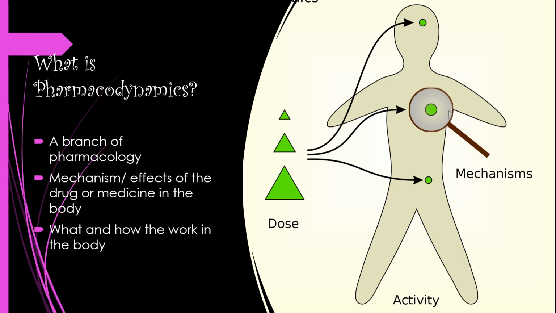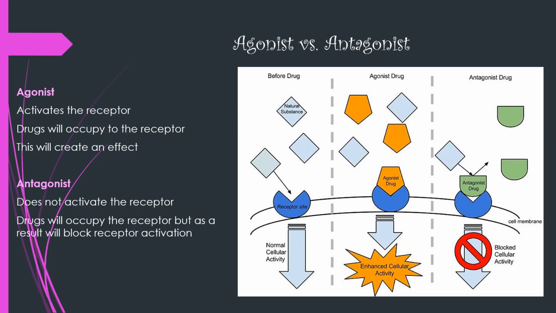What is pharmacodynamics? Pharmacodynamics is a branch of pharmacology, and the overall purpose of this teaching is that it will teach us the mechanisms and the effects of how drugs or medicines work in our bodies. So we see in the picture here how we take a dosage of medicine or drugs and how the mechanisms will be affected in our body and how they affect us.